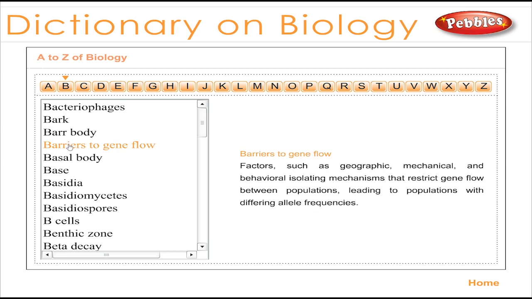Barriers to gene flow. Factors such as geographic, mechanical, and behavioral isolating mechanisms that restrict gene flow between populations, leading to populations with differing allele frequencies.